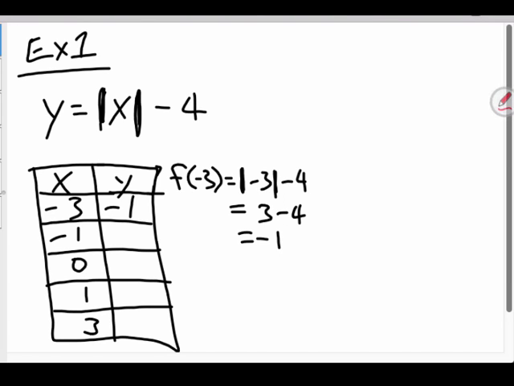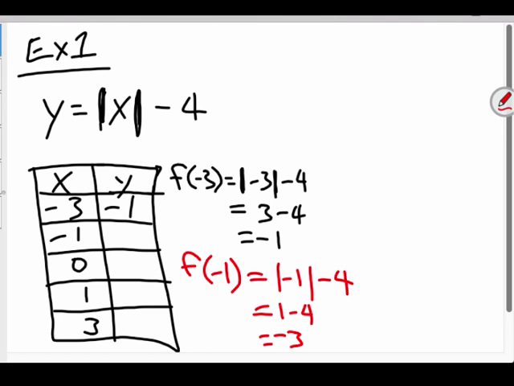Now when I say f of -1, I get the absolute value of -1 minus 4. What's the absolute value of -1? 1. What's 1 minus 4? -3. So this becomes -3. When I plug in 0, I get -4. When I plug in 1, I get -3. When I plug in 3, I get -1 again. Does that make sense?